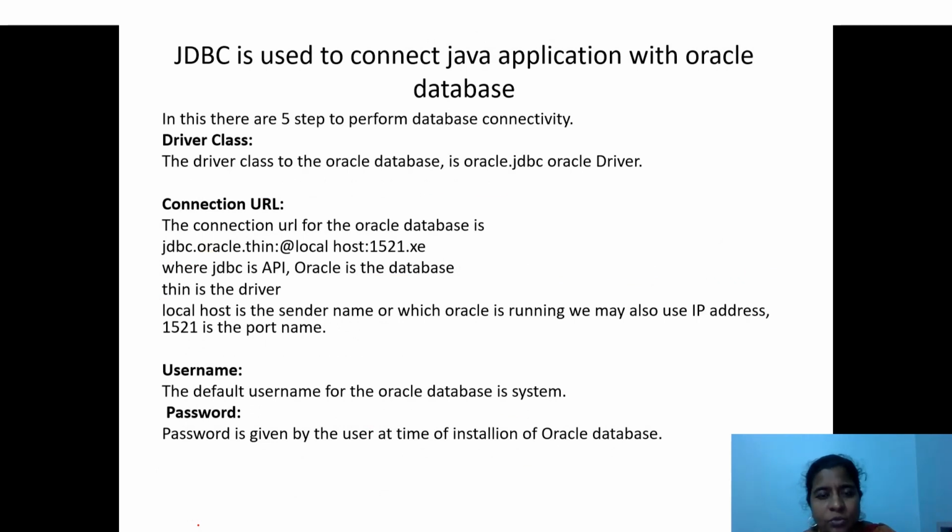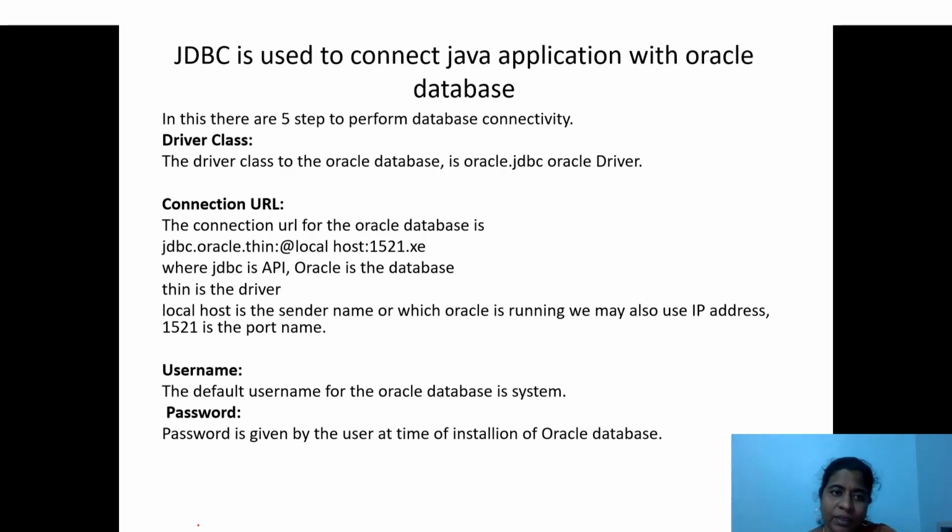And JDBC is used to connect Java application with Oracle database. This connectivity, JDBC, acts as an interface between your front end Java as well as your backend. So in this, there are 5 steps to perform the database connectivity.